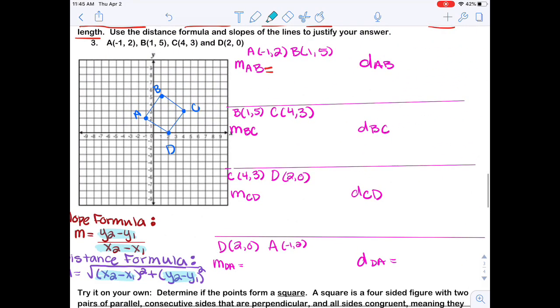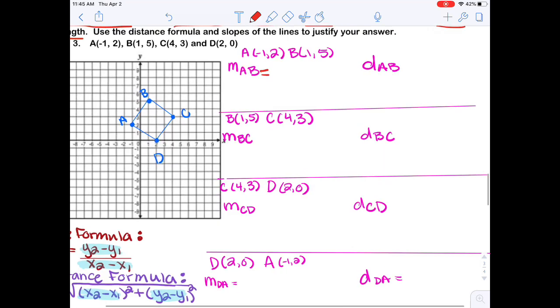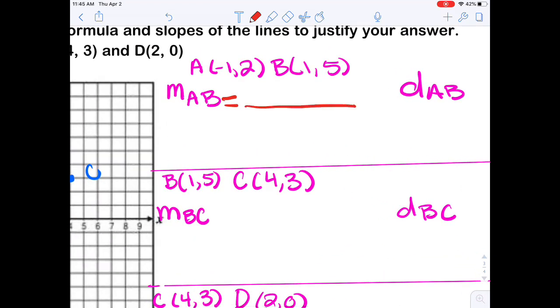So if I look at this first problem, I'm going to do y2 minus y1, so that would give me 5 minus 2, and then in the denominator I would have x2 minus x1, so this would be 3 over 2.